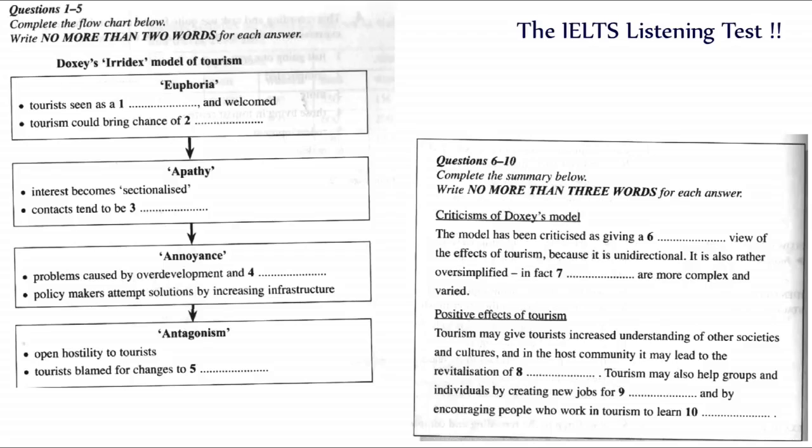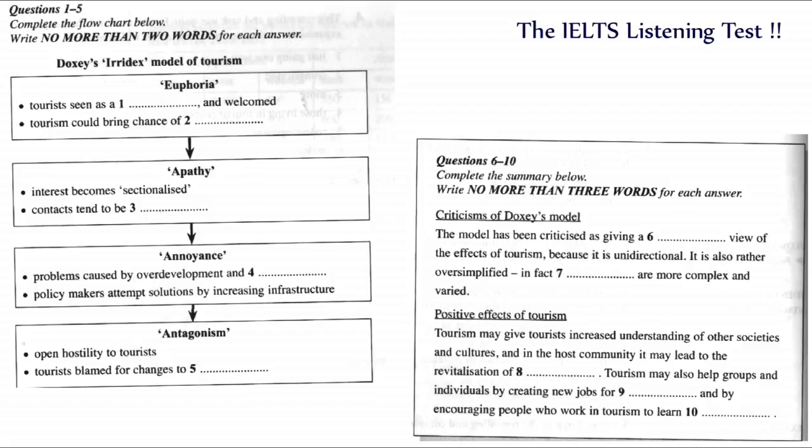As tourist development begins to increase, however, local interest in the visitors becomes sectionalised. That means that some sections of the local population become involved with tourists, while others don't. And it is increasingly the case that commercial rather than social factors are influencing relationships between tourists and the host community. People are less interested in the tourists for their own sake. Doxy calls this stage apathy.